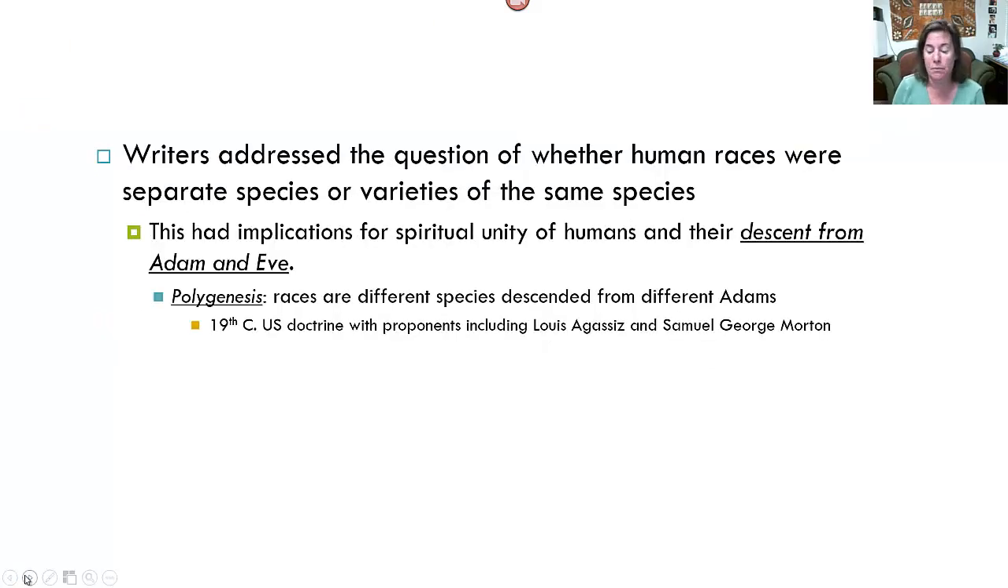Many writers from this time period also grappled with basic questions of whether human races were separate species or varieties of the same species. This latter question had implications for the spiritual unity of humans and their descent from Adam and Eve. Polygenicists believed that human races were actually separate biological species, and each of those biological species had descended from different Adams. This doctrine had its origin in the United States and had proponents such as Louis Agassiz and Samuel George Morton.